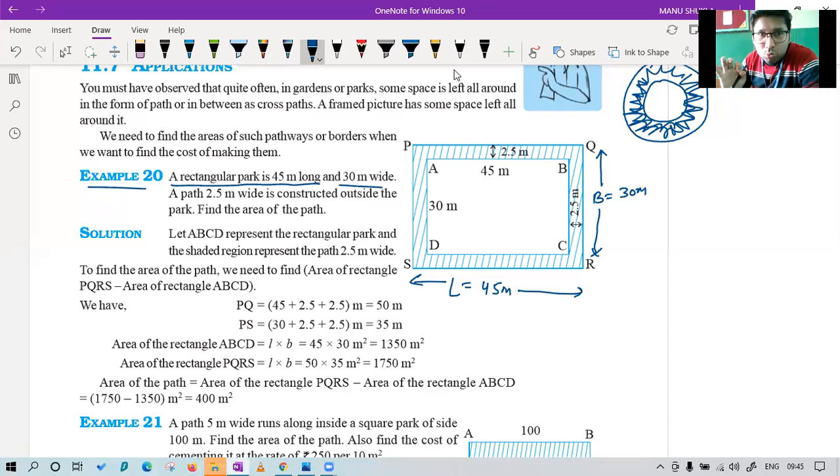Now, they are saying there is a path which is 2.5 meters wide. It is similar to the question that we did in the last exercise of the flower bed. Around the flower bed, we had some path. Here also we have a path. It is the normal path that is made by DDA. Now tell me, if this width is 2.5, can you tell me what is the value of small l?